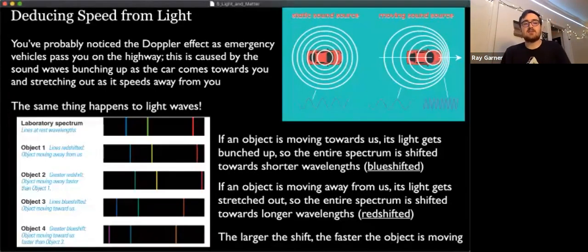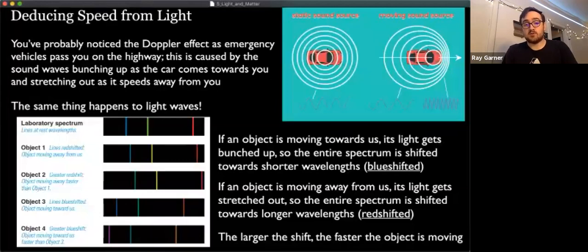So here you can see some element, I don't even know what element this is. It's definitely not hydrogen. But up at the top, you see the laboratory spectrum, so the object is not moving. That's what we're comparing it to. Here, the lines have moved slightly towards the red, so that object must be moving away from us.